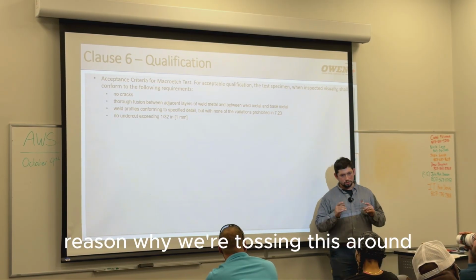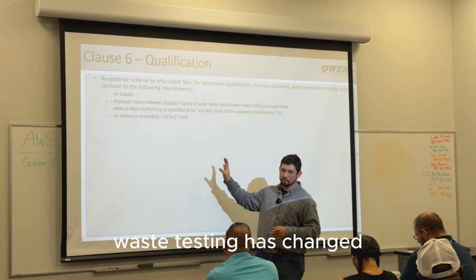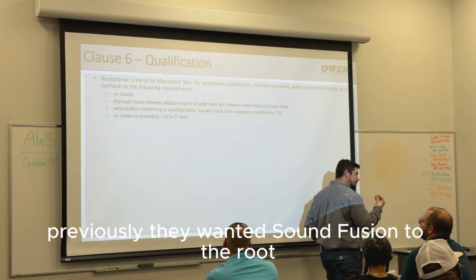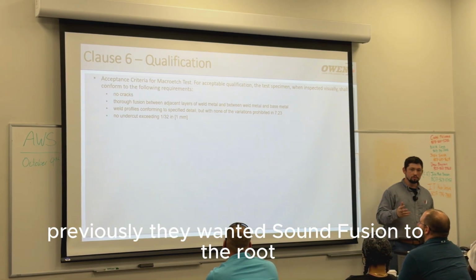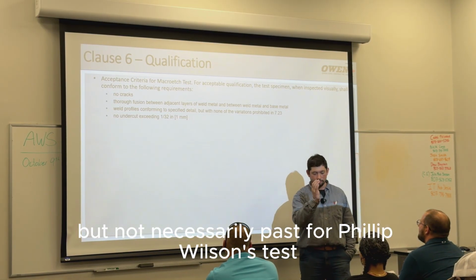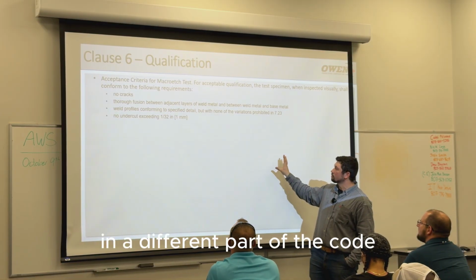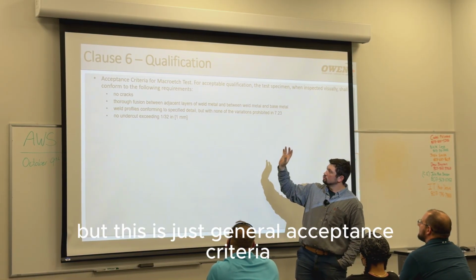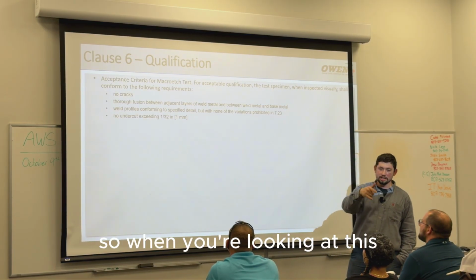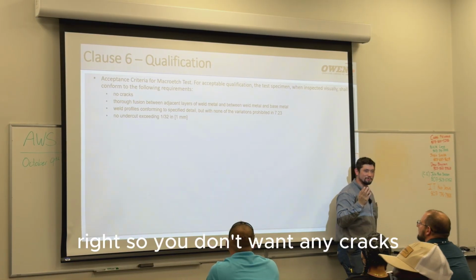The reason why we're tossing this around is because our acceptance criteria for macro etch testing has changed. Previously, they wanted sound fusion to the root, but not necessarily past it for a fillet weld soundness test. And that's probably still how it is laid out in a different part of the code, but this is just general acceptance criteria. So when you're looking at this, these are the things to judge to see if we actually passed our test or not, right?